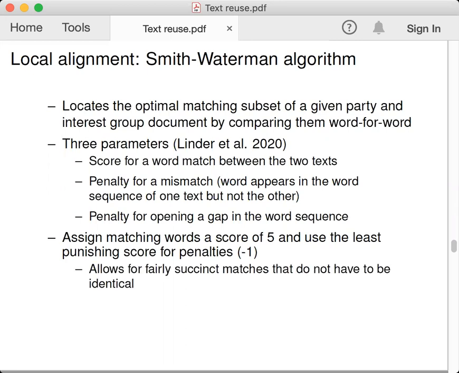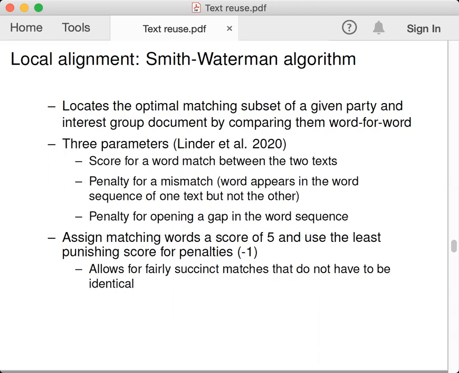And the reason for this is that this word match score makes the matches that I get more succinct. I tried some different specifications and I got super long text where it's hard to see what this is.